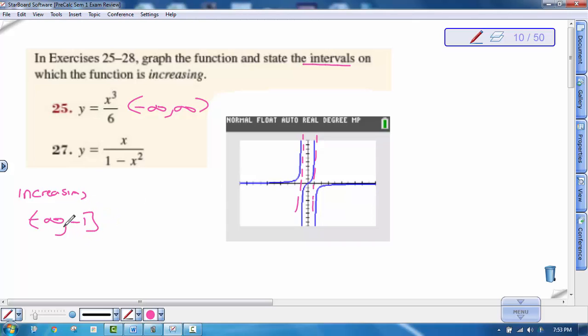I wouldn't be super picky about that. And then from negative 1 to positive 1, as well as from positive 1 to positive infinity. That's actually the domain of the function. This function is always increasing. As x gets bigger, so is y. So the domain of the function is exactly the same answer to the question of when this function is increasing.